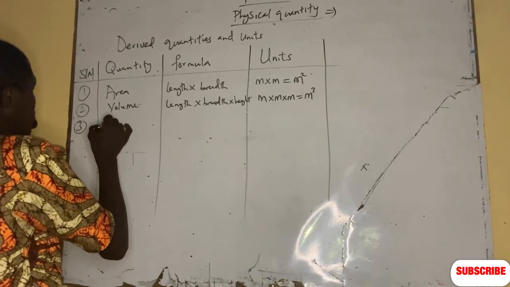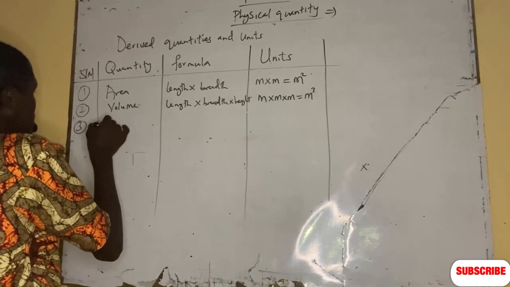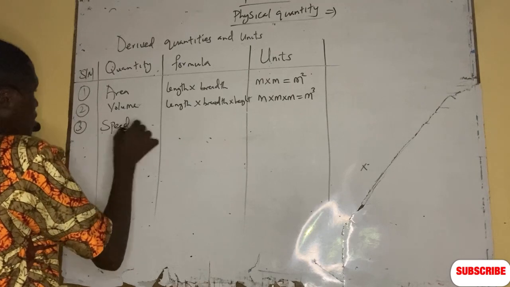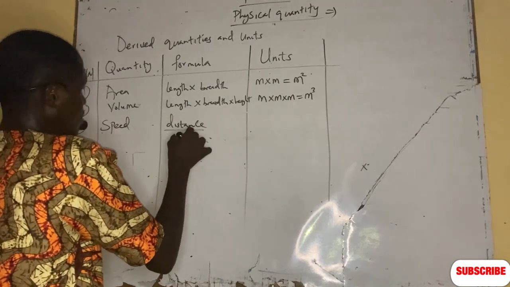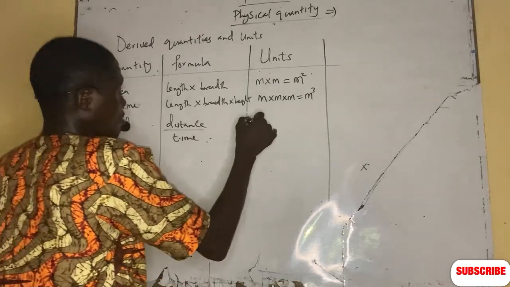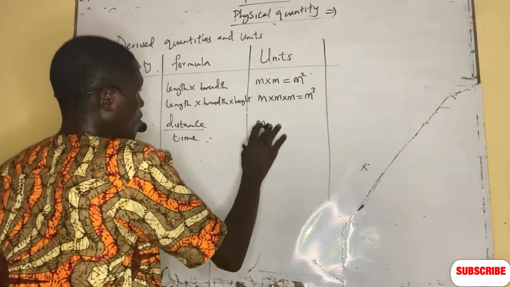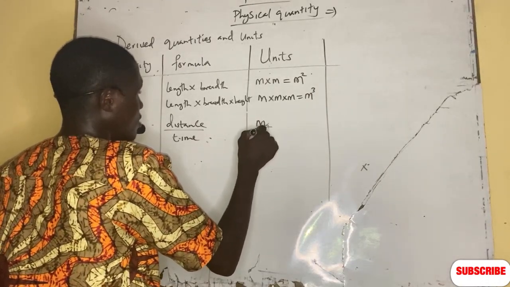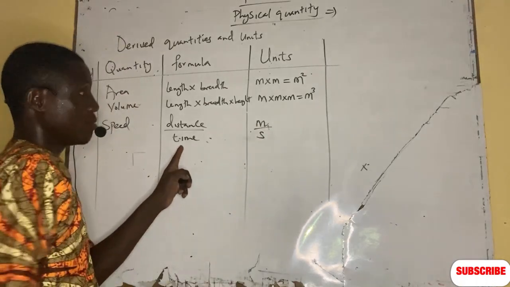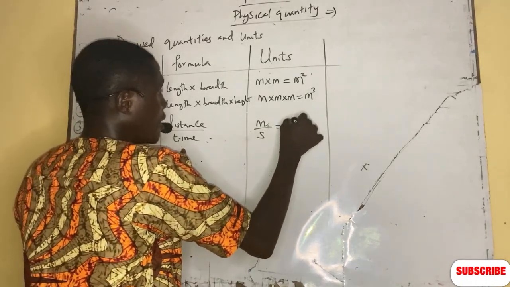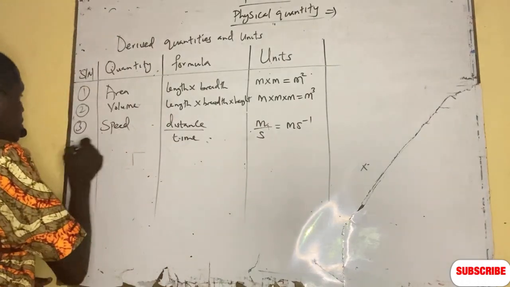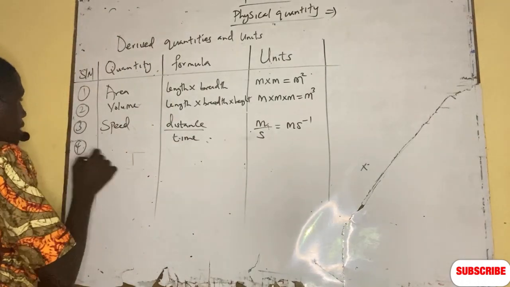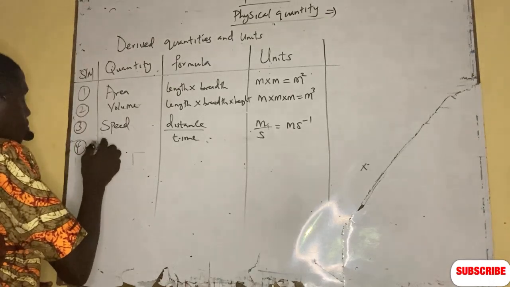We have the speed, which is distance over time. Distance is measured in meters and time in seconds, so it's meter per second. Meter over time, so meter per second. I want to show you some things here.